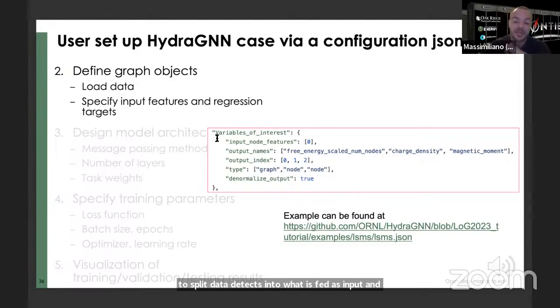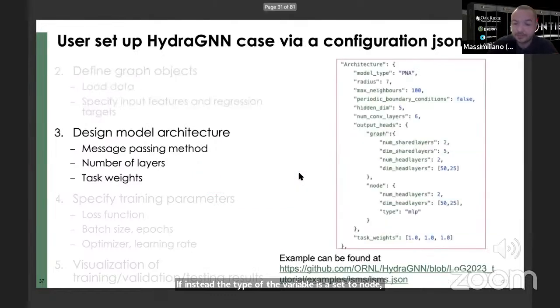And this is done through the subsection variable of interest, where the user must specify which indices characterize the outputs that need to be predicted, and whether the outputs are of a graph type, meaning that they are global level features, or if they are node type. If the type of a variable is set to graph, then the code knows that it has to extract the quantity from the data.y attribute. If instead the type of the variable is set to node, the corresponding node level feature will be extracted from data.x. We have another subsection of the JSON file where we specify the graph neural network architecture.